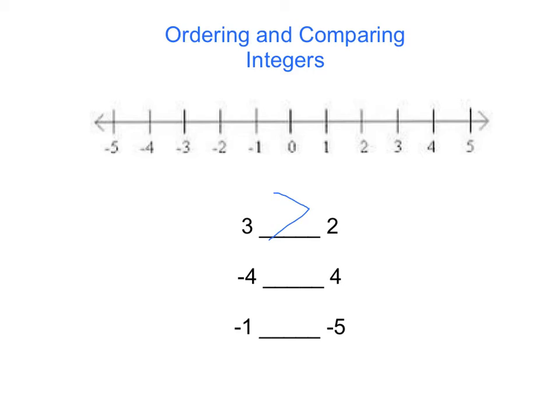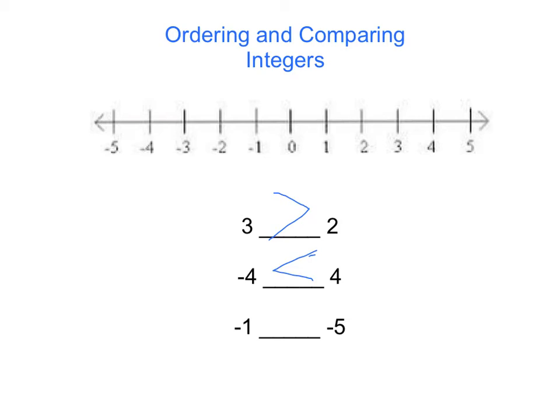When we look at the next problem, -4 and +4, -4 is down here. That's in the negative numbers, so that is farther to the left, and 4 is on the right. So 4 is going to be greater than -4, or in the order that this is written, -4 is less than +4.